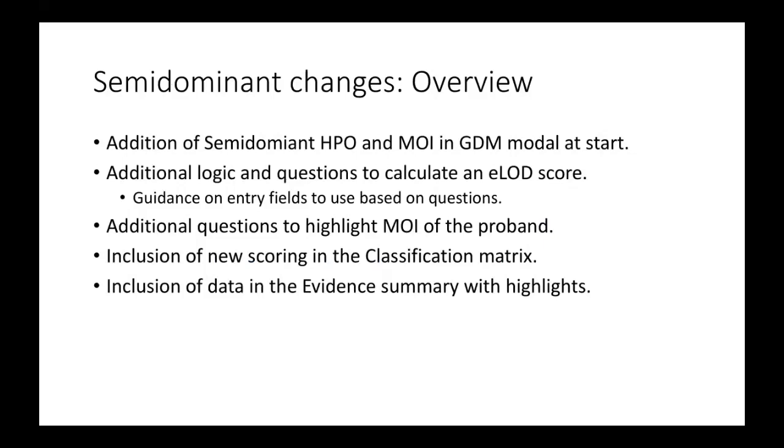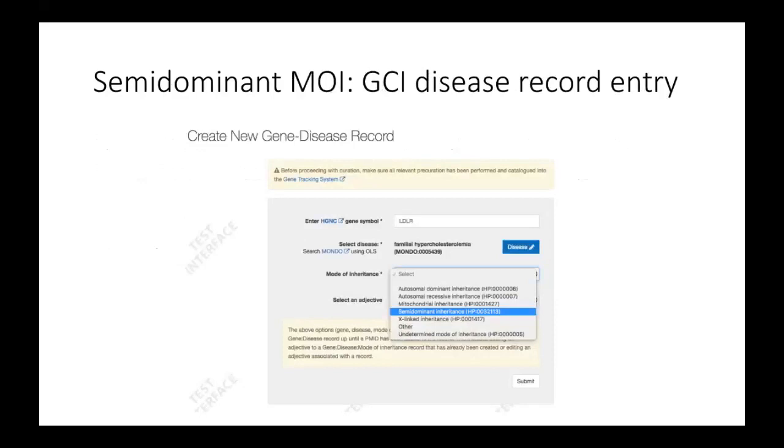We also have inclusion of new scoring in the classification matrix, as well as inclusion of data in the evidence summary, which we'll review. So first, as I said, and as Matt had indicated, we do now have the semi-dominant mode of inheritance. It has now moved into the mode of inheritance category when you create a new gene disease record, and it has an associated HPO. So this allows the actual scoring of both the autosomal dominant, recessive, as well as semi-dominant in this record.